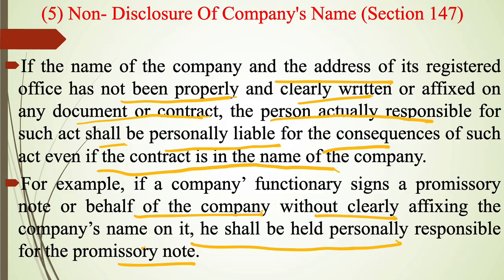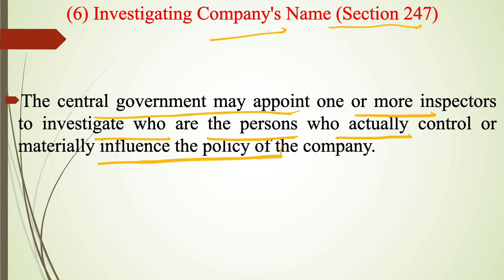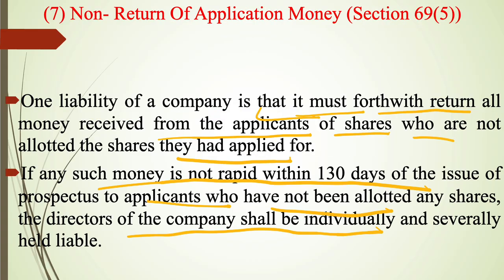When the person does not disclose the company's name, he is liable for this act. The next condition is investigating company's name. The central government may appoint inspectors to investigate the person who actually controls the functions of the company. The next condition is non-return of application money. It is the function of the company to return the shareholders their money. If the company does not return the money, the applicant can claim the money within 130 days of issue of the prospectus.